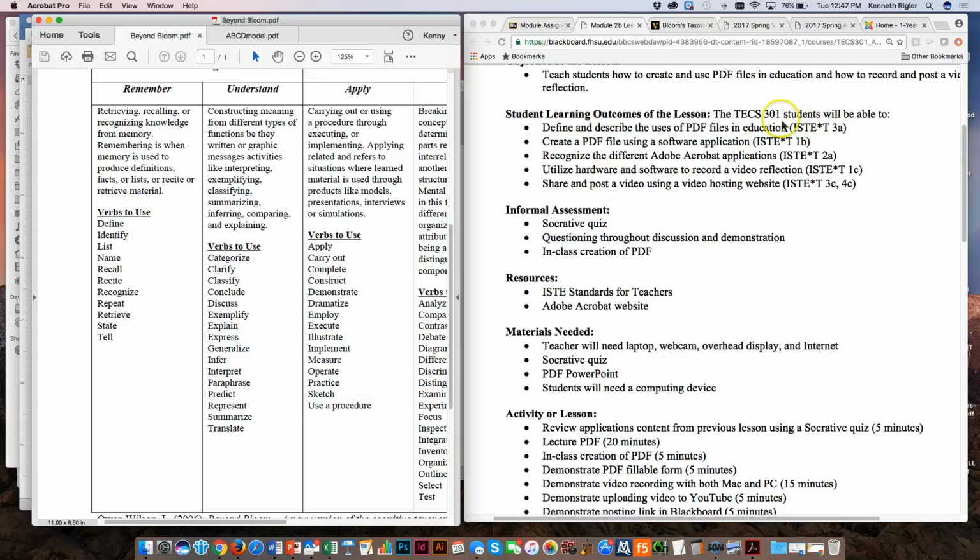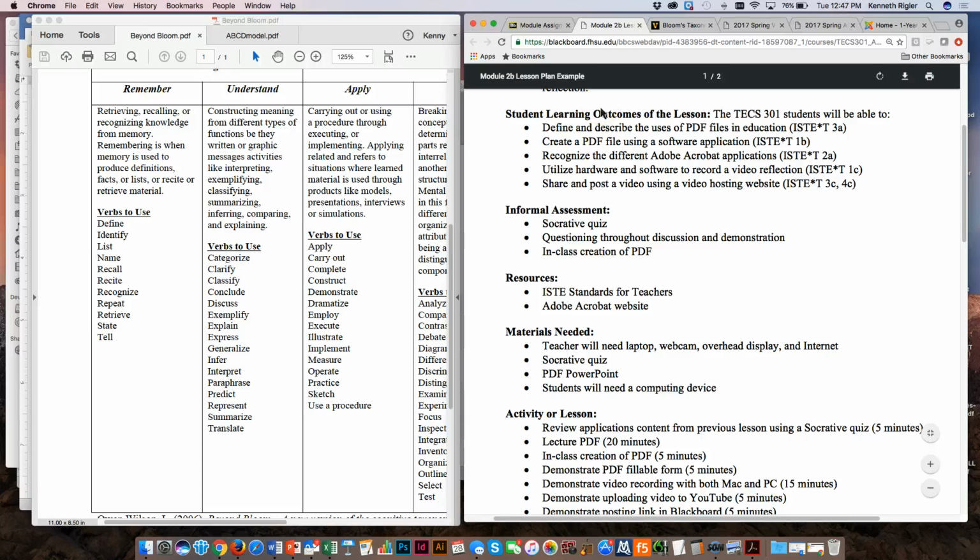as you see on my example, the learning outcomes from the lesson that I taught, this goes back to when we did our applications lesson and we learned about PDF files and I had you make a PDF. You remember that? Okay, so my first outcome, define and describe the uses of PDF files. Is that a low, middle, or high level? Low. You just had to define, right? Okay, that was a recall understanding. Create a PDF file. What's that? Okay, that's a higher one.